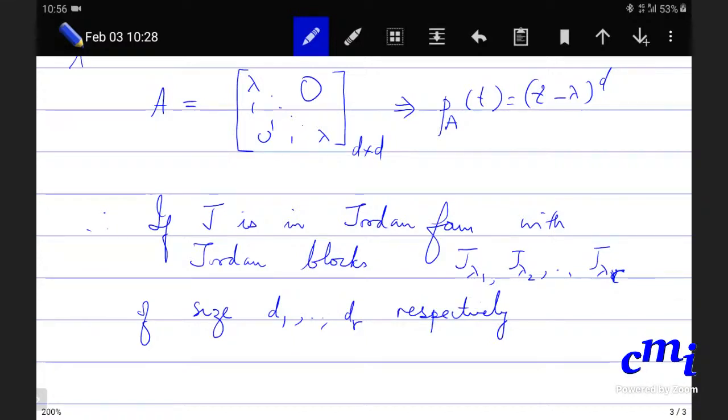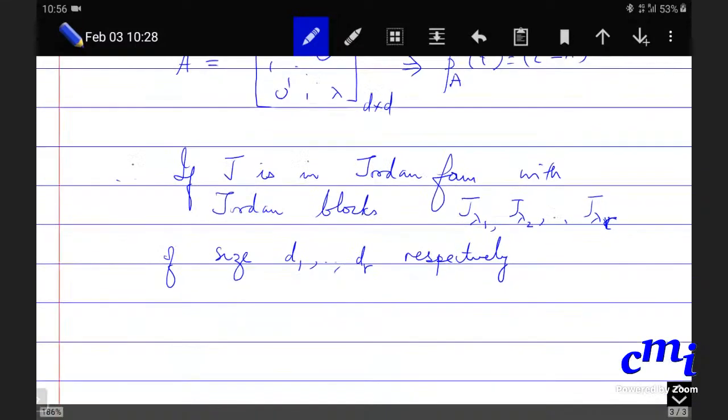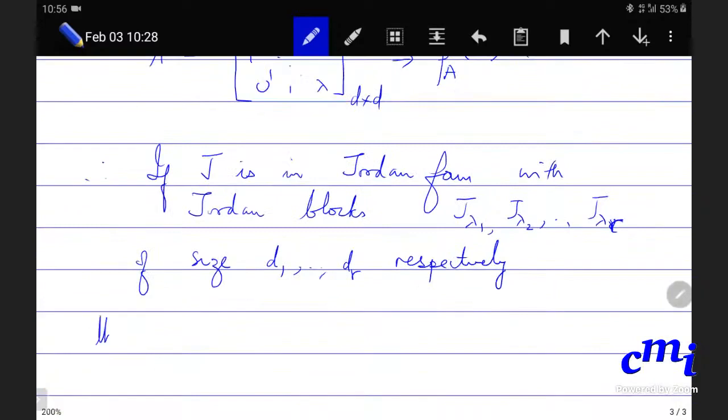No assumption on whether lambda 1 is equal to lambda 2 or not. That is not really required. Then P_J of t is, each one of those blocks we take, so that would be t minus lambda i to the d_i. That is the characteristic polynomial of the ith block. And there are such blocks sitting on the diagonal, so this is just the product. This is how the characteristic polynomial will look.